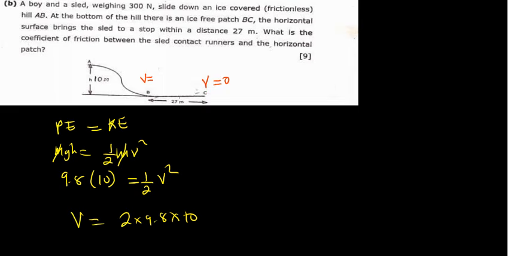The masses cancel out because they are equal. So g is 9.8. The height at A is 10. That will be half velocity at B squared. So I'll multiply this 2 in the denominator by this term to remain with V. So V is going to be 2 multiplied by 9.8 multiplied by 10. Because this was V squared, I'll square root here to remain with V. And that is going to give us 14 meters per second. That's the velocity at B.